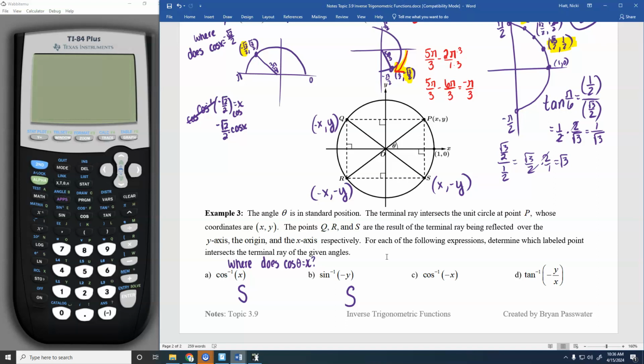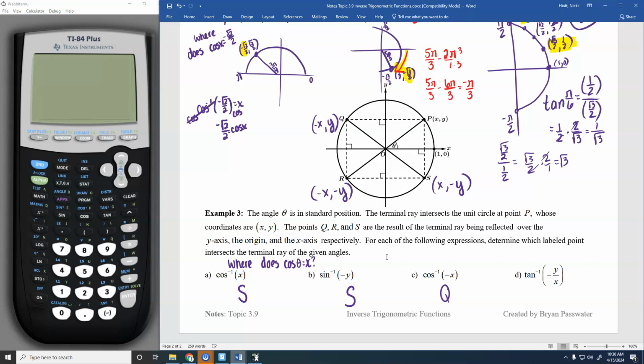All right, what about C? Inverse cosine of negative x. That would be Q. Again, it could be R, but restricted to the domain for cosine, Q is the only one we're going to use.